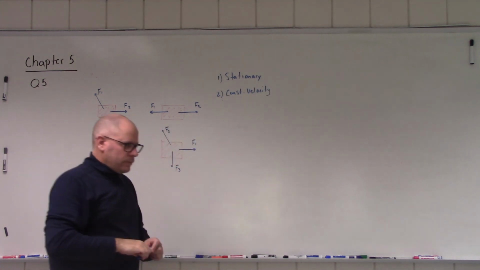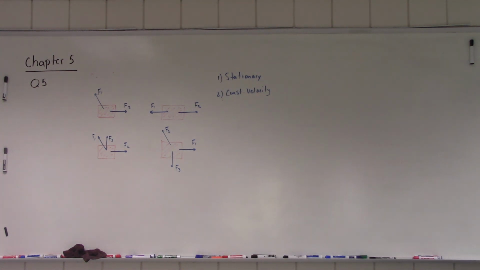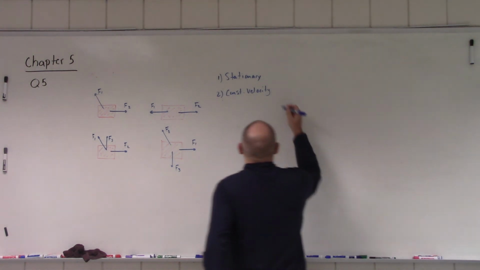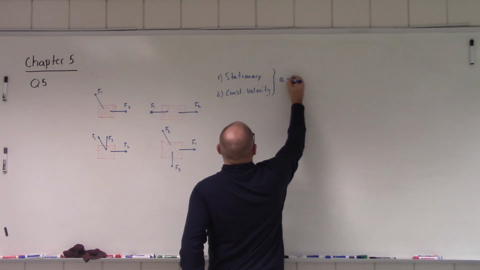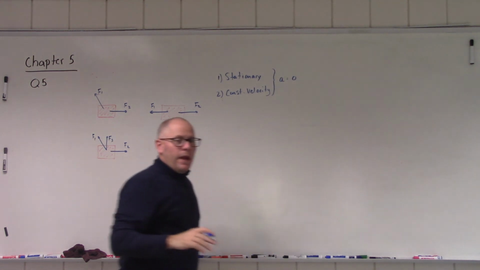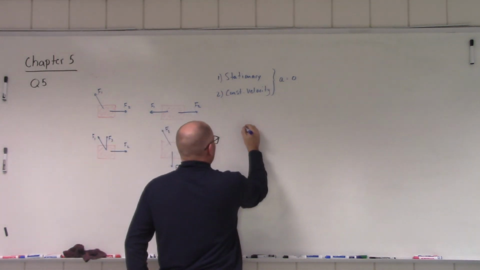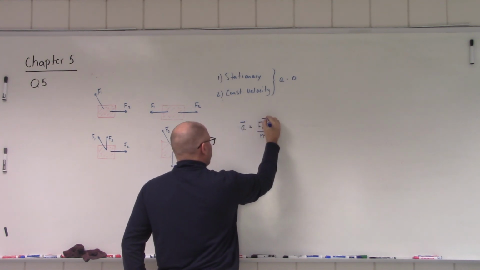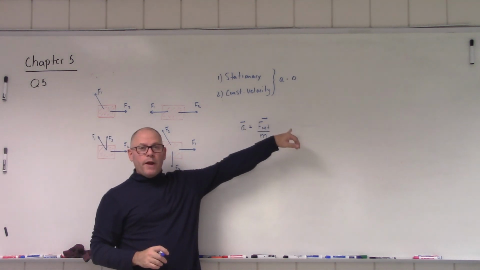Well, it's a little bit of a trick question, actually. It's a little bit sneaky because both of these imply the same thing. Both of these imply that the acceleration is equal to 0. And if your acceleration is equal to 0, again, according to Newton's second law, where acceleration is equal to the net force over the mass, again, these are vectors, but if your acceleration is 0, it tells you that your net force is 0.